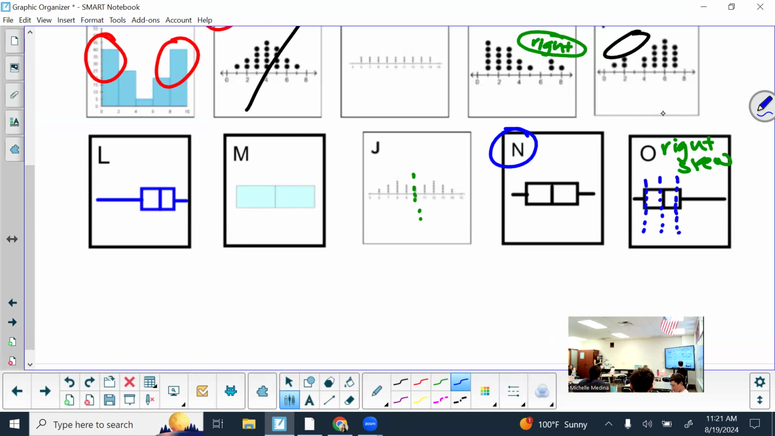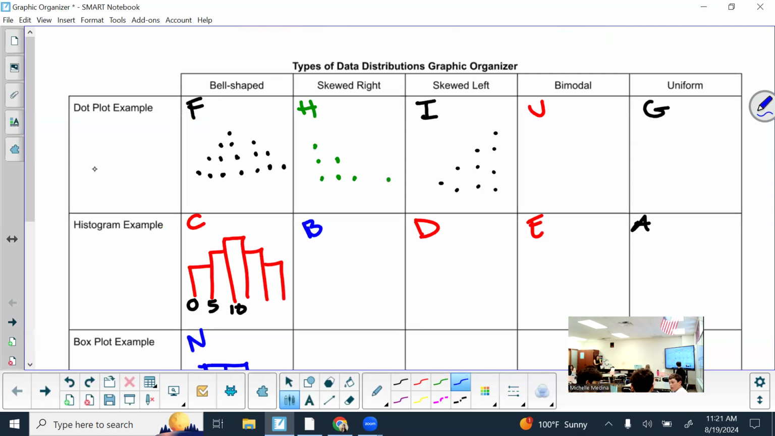That means here's my first 25% of data that's pretty close together. Our second 25% also close together. Third 25%. And then our fourth 25% that's more spread out. So yes, this would be a right skewed box plot. I don't want to say less data over here, but if it was a dot plot, there would be less data over here. Okay. Skewed right is better.